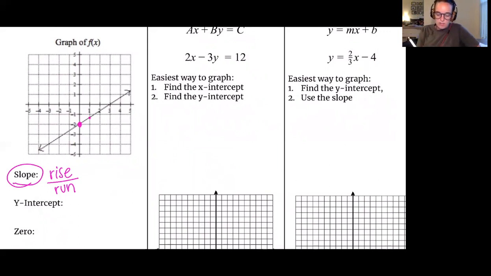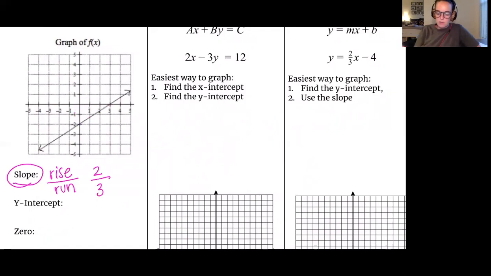So that's not a very easy point. This is not a very easy point, but this is a pretty solid point. So I'm going to use those two big points, and I'm going to say, okay, how much did it rise and how much did it run? We always run to the right. So we have 1, 2, it went up, and run 1, 2, 3, it went to the right. So our slope in this case would be the rise over run, or 2 over 3.